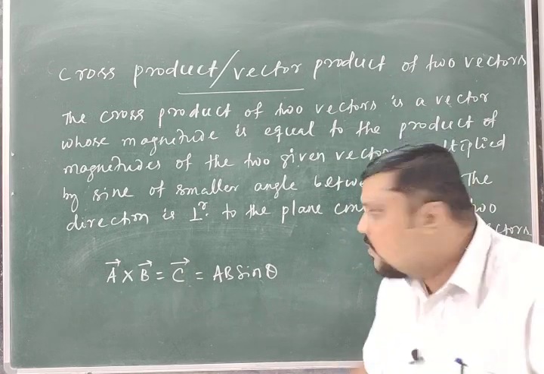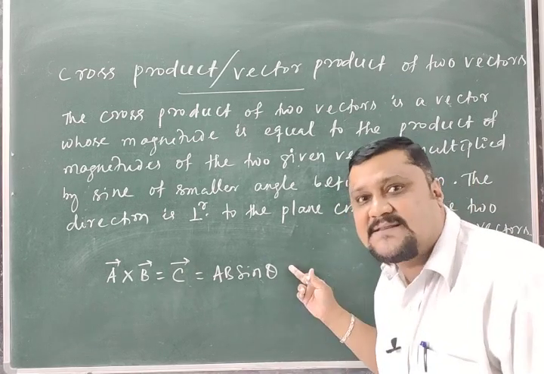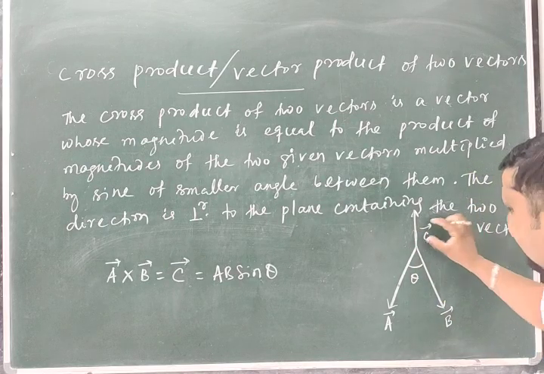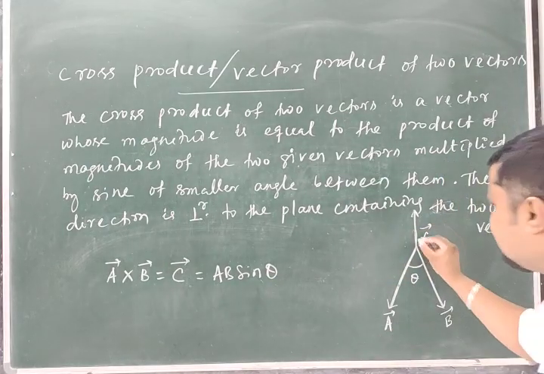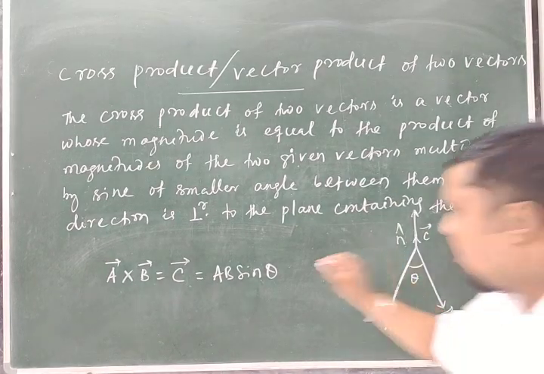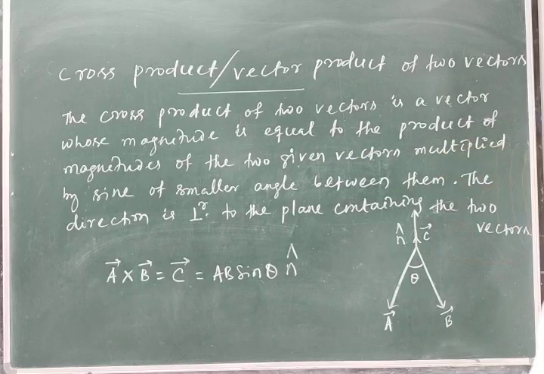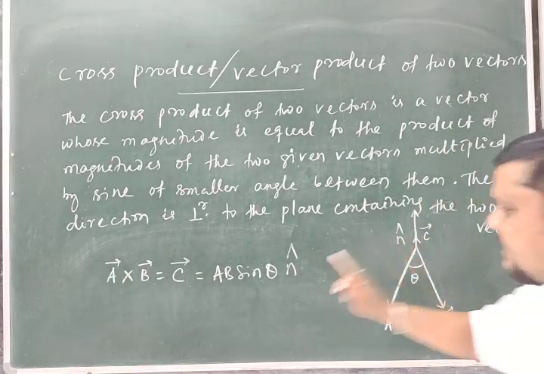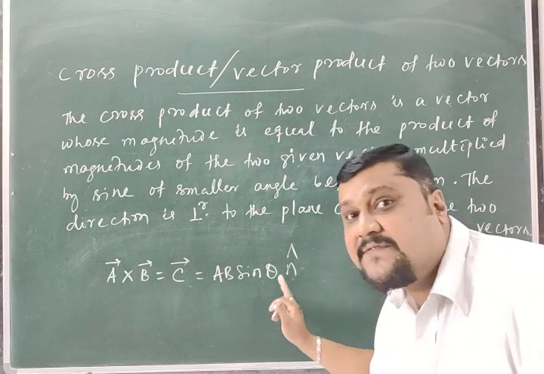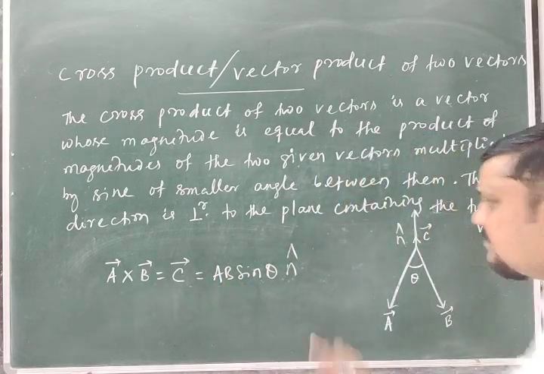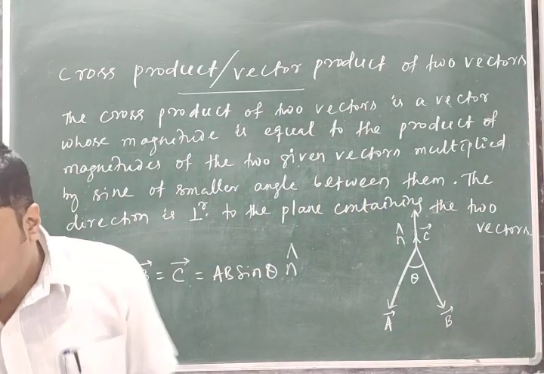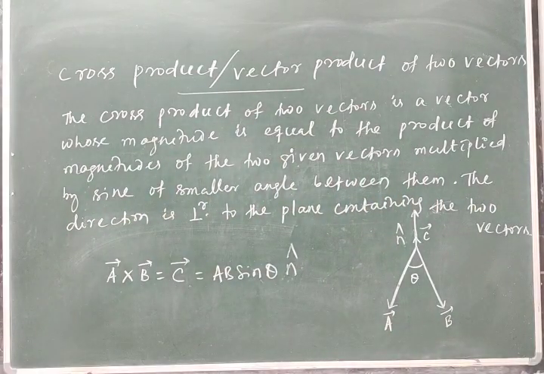sine theta. Now it is the magnitude part. To give it direction, what I have to do? So to give the direction, C is along this direction. The magnitude of C is AB sine theta. Let us consider a unit vector along this direction, suppose n cap. If I multiply the unit vector n cap, this n cap is a unit vector and its magnitude is 1, so it does not change the magnitude of C, but it gives direction to C. That's why you multiply this n cap. So n cap is a unit vector which gives the direction of C.